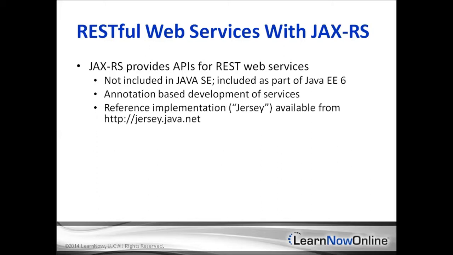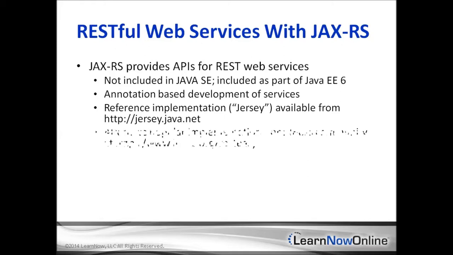And as you can see, the reference implementation is Jersey. There are many implementations of JAX-RS. Jersey is probably the most common one you'll see in use. Jersey is the reference, just like with the other specs in Java Enterprise. Not only do they provide the specification document for you, but they also provide the reference implementation to show you how one implementation of it might be actually put together. Jersey is available at jersey.java.net, but it's also available as part of Glassfish.